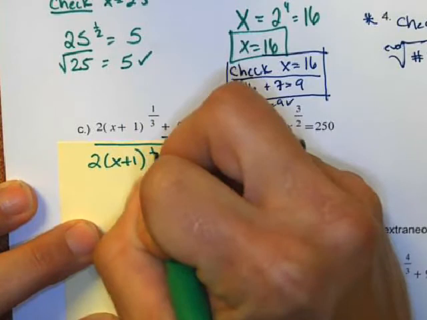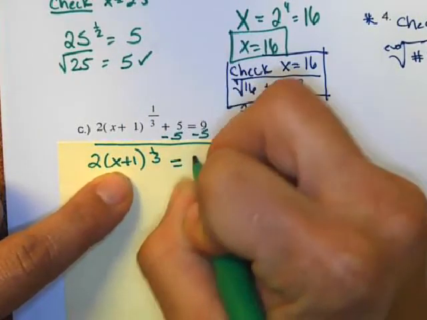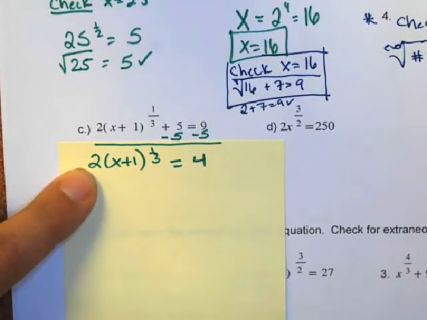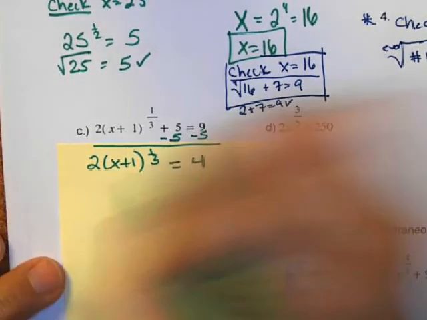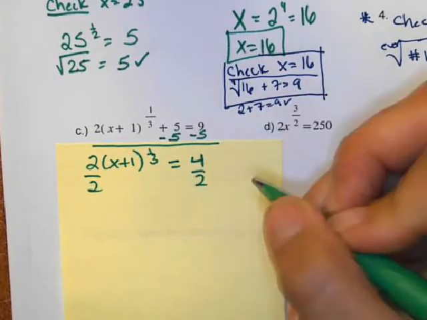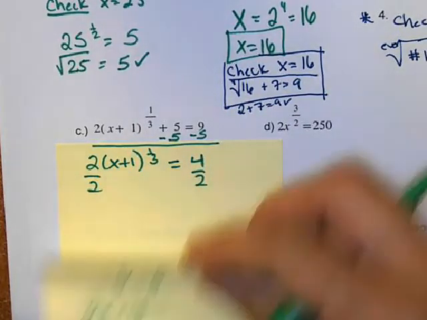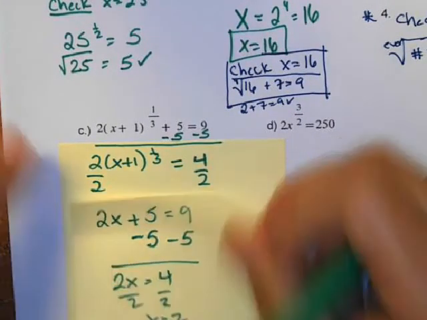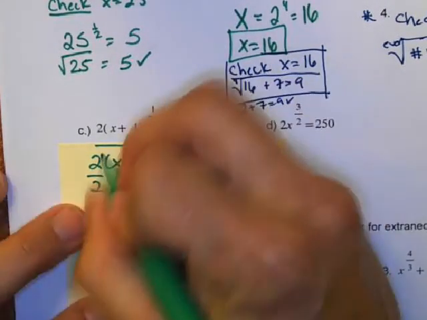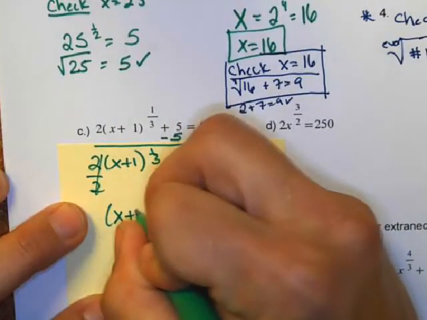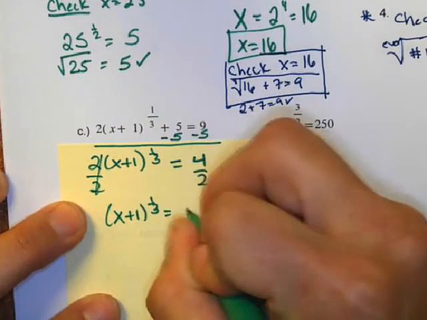I'm trying to get this isolated by itself. Then I'm going to get rid of the 2, because I can't distribute the 2 because of the 1/3 power, so I'm going to divide by 2. So just like I showed you in the sticky note, same steps: subtract, divide. But after that, it's not the same steps because it's not a linear equation.